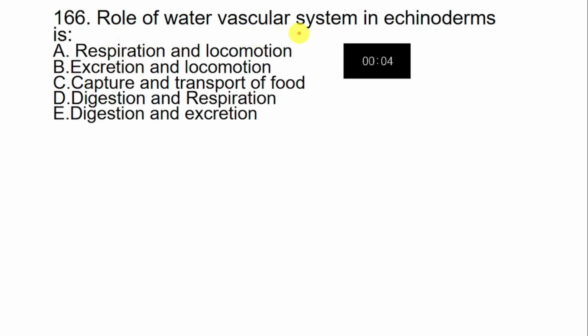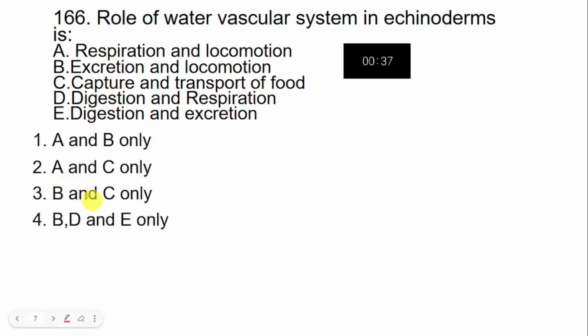Role of water vascular system in echinoderms is, so the word vascular is for the blood vessels. So instead of blood, we have water vascular system. So vascular system provides respiration. It also helps in locomotion. And this water captures food and it helps in transporting it to the 5 limbs of echinoderms. So C and A are the correct ones. So A and C. This combination is only in option 2. This is the answer. Next one.